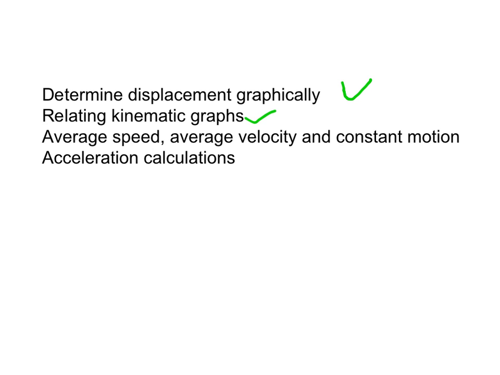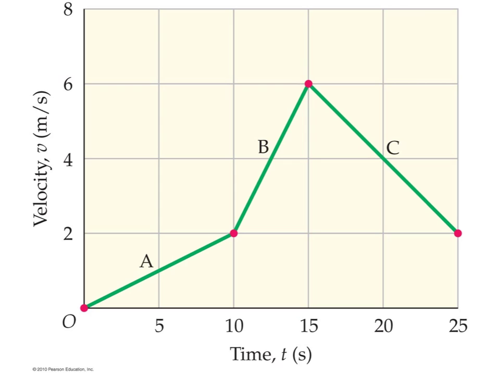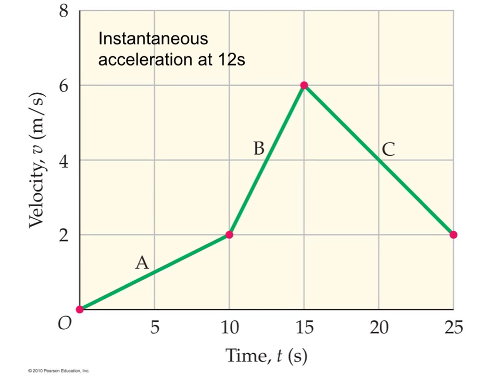Next up, average speed, average acceleration. No, sorry, average speed, average velocity, constant motion. Let's talk about that one because there are a few parts that might trip you up. So I might ask you a question that says something like, given this graph, find the instantaneous acceleration at 12 seconds. And I can see a lot of people freaking out. Whoa, I don't know what to do. Well, we haven't talked about this much because it's pretty simple.